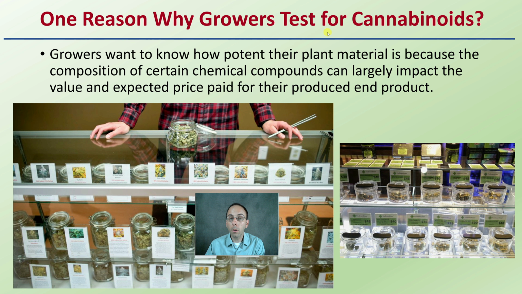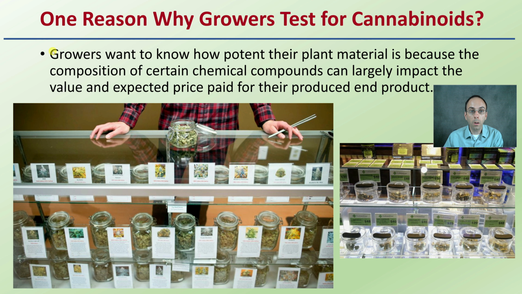So one reason why growers would test for cannabinoids, well, growers want to know how potent their plant material is because the composition of certain chemical compounds can largely impact the value and expected price paid for their produced end product. This is how you can start to see some different values here, different amounts, different costs, because it can relate to the potential of the concentration of cannabinoids and also potentially the terpene profile present.